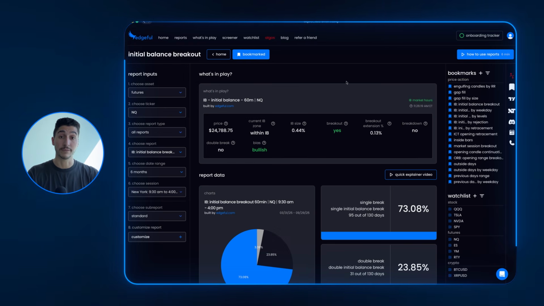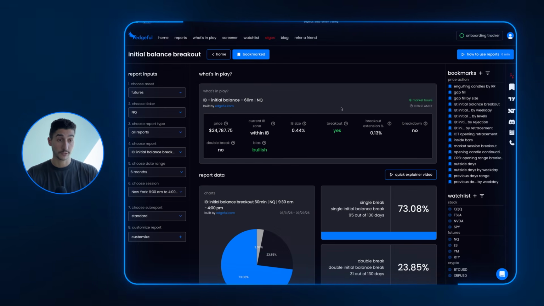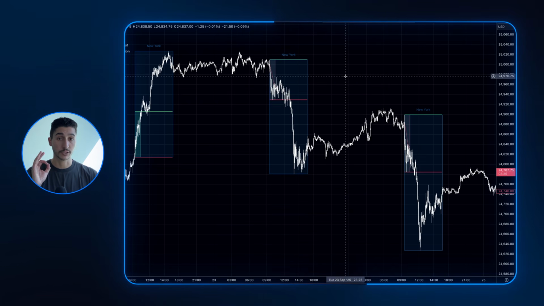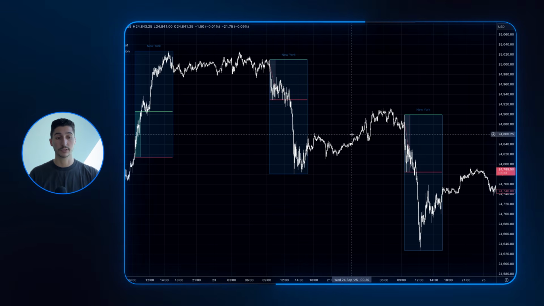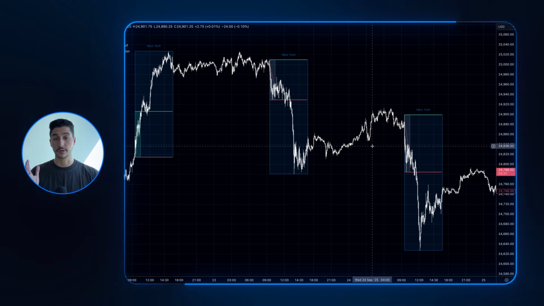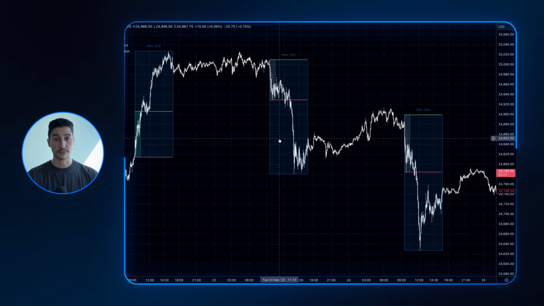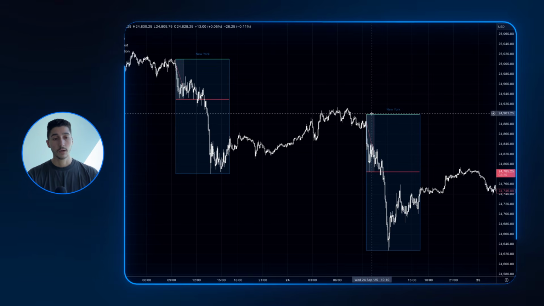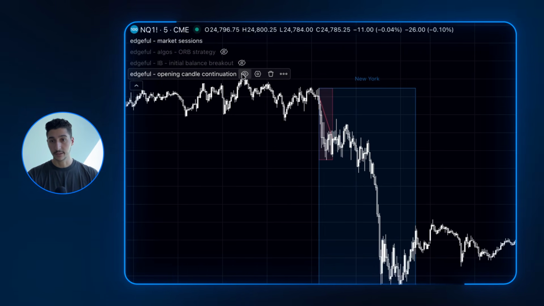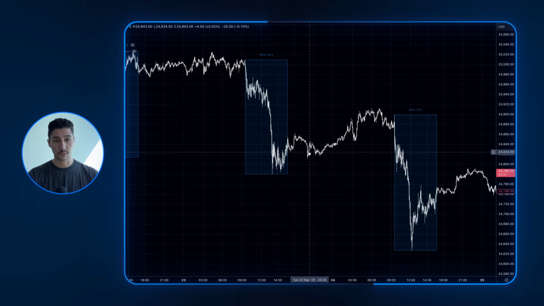There are over 35 of them that are part of the edgeful plan, but I want to cover just 3 of them today that are going to help you understand exactly what to do, where your key levels are every single day, and I'm going to show you 3 examples of why they're really great. So first of all, I'm going to hide these 2, and I want to show you guys these blue boxes.